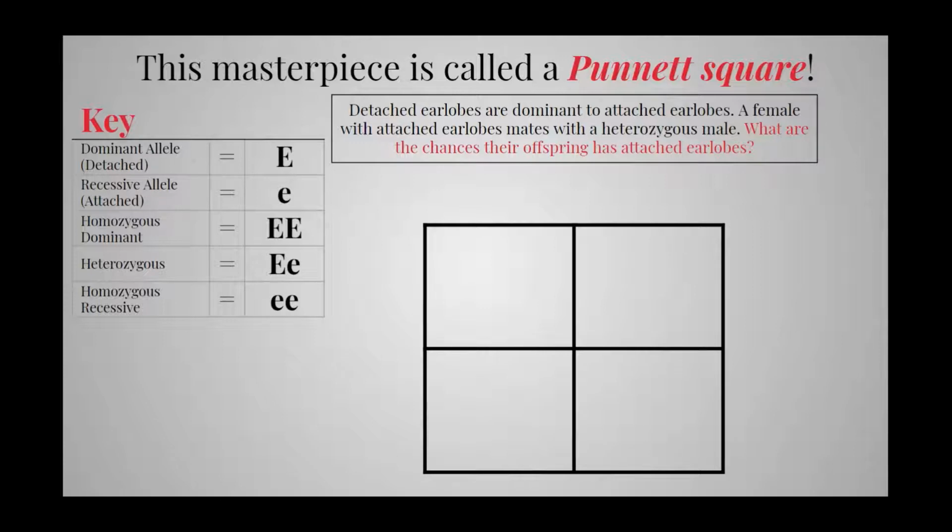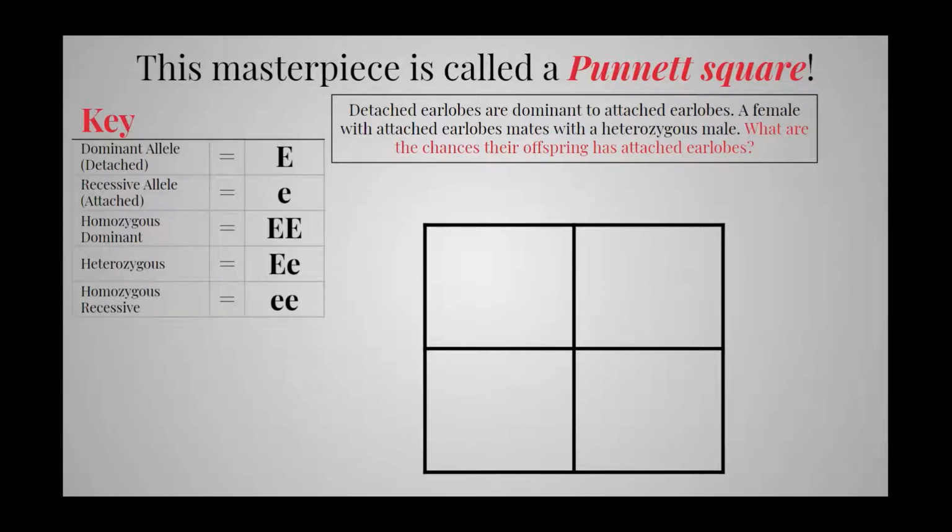Now this is going to be very helpful to us because of the next sentence in our question. It says a female with attached earlobes mates with a heterozygous male. Okay, so let's walk through that a little bit. In order for an organism in this case to have attached earlobes, that must mean that they are homozygous recessive. How do I know that? I know that because it says that detached earlobes are dominant to attached earlobes.